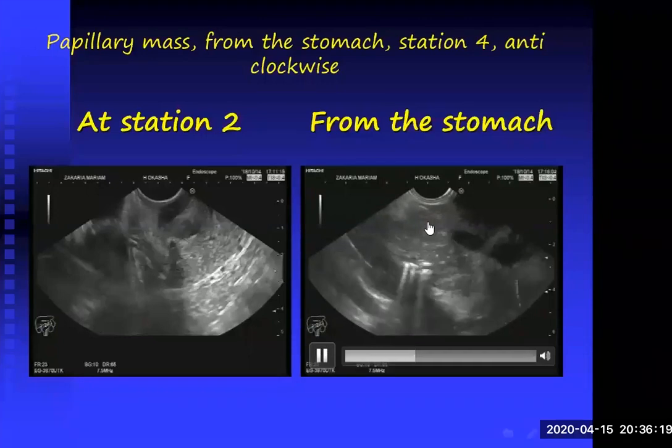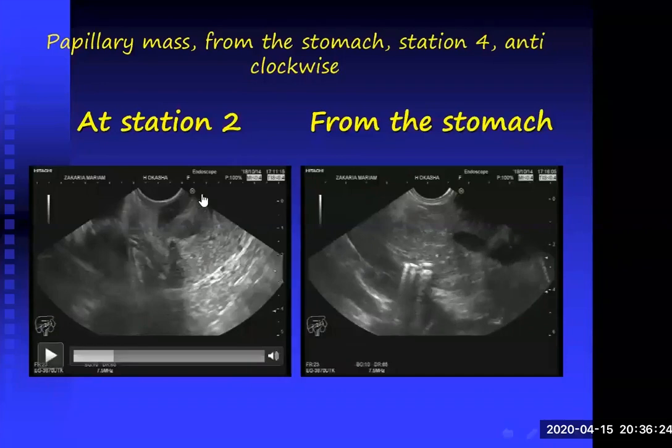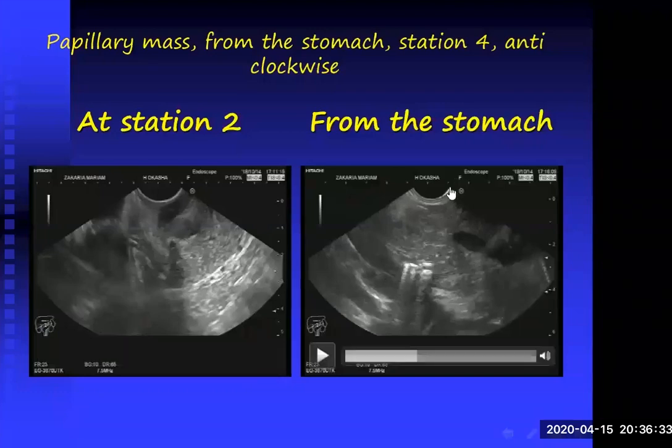FNA was done, and of course it was done while I was in the duodenum, because here the needle can pass easily to the mass. It is very near to the lumen, while from the stomach the mass is away from the echo endoscope. I should travel a long distance through the pancreas to reach the mass from the stomach, and passing through the normal pancreas carries a high risk of pancreatitis. So it is a large papillary mass, and this is the stent, very nicely seen, a plastic stent with air inside, well collapsed common bile duct seen from the stomach.